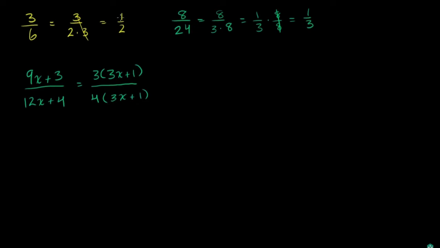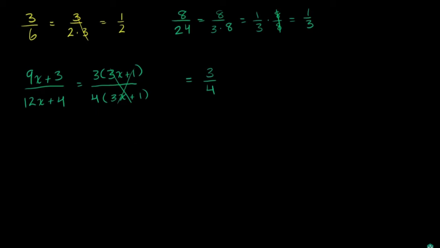So here, just like there, the numerator and the denominator have a common factor. In this case, it's 3x plus 1. In this case, it's a variable expression. It's not an actual number, but we can do the exact same thing. They cancel out. So if we were to write this rational expression in lowest terms, we could say that this is equal to 3 over 4.